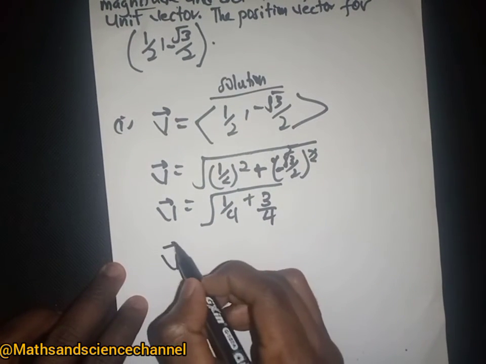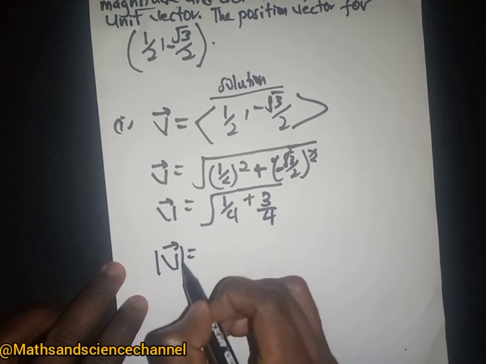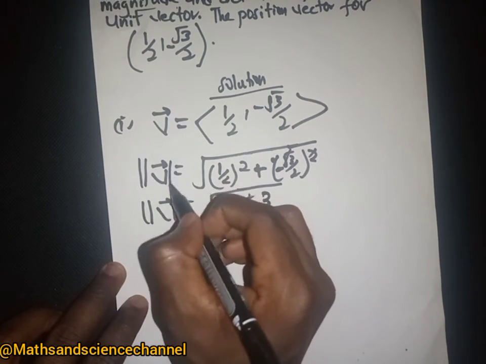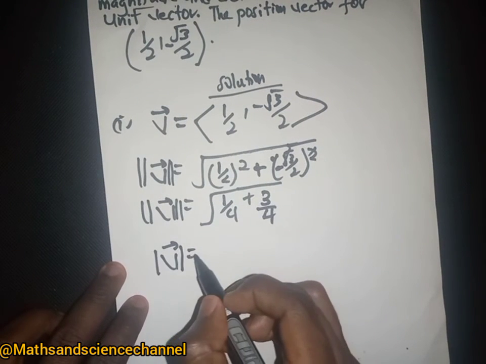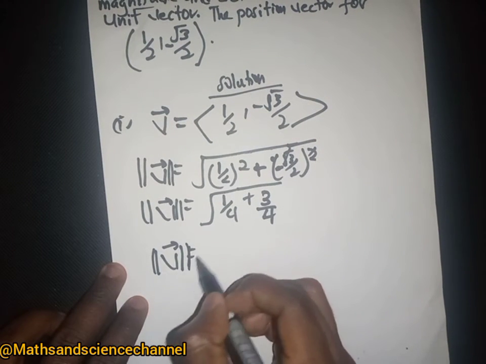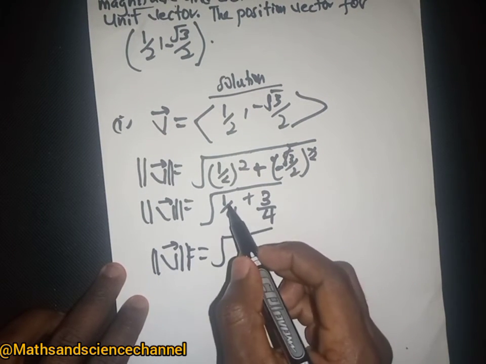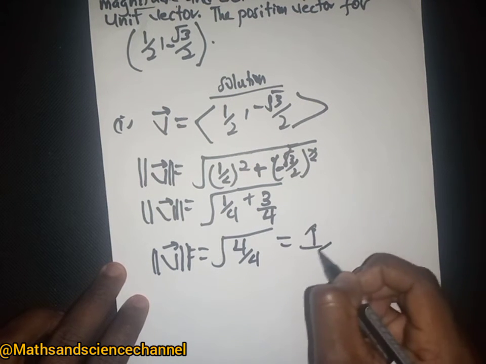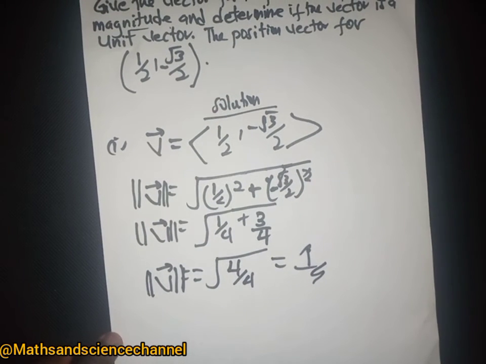And therefore the magnitude of the vector, we're looking for the magnitude, right? So the magnitude of the vector is just equal to the square root of 4 over 4, which is just equal to 1. So that will be the magnitude of the vector.